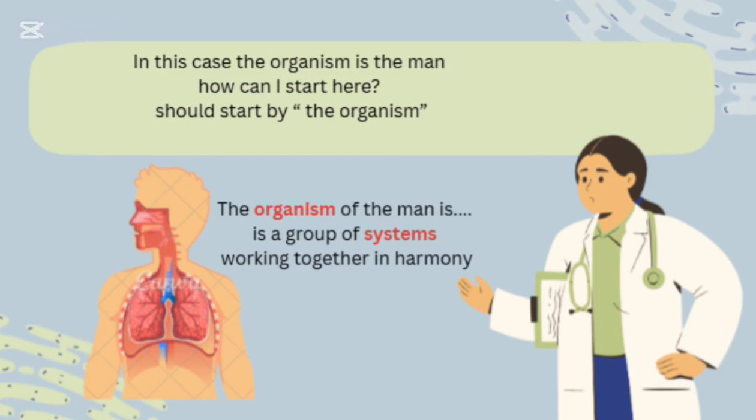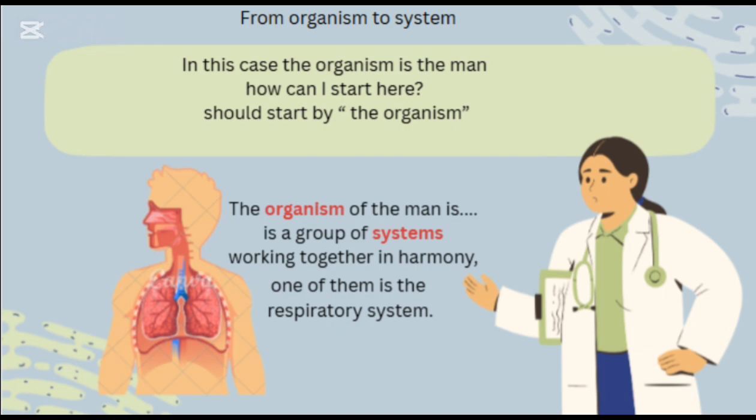The organism of the man is a group of systems working together in harmony. Think of it like a big clock with many gears. One of those gears or systems is the respiratory system you see here. So the first sentence, representing the number 1, is the organism of the, then I say the name of the animal or whatever I have.